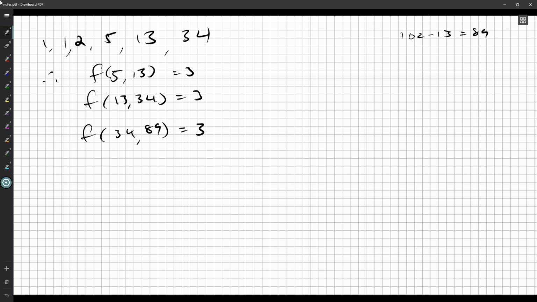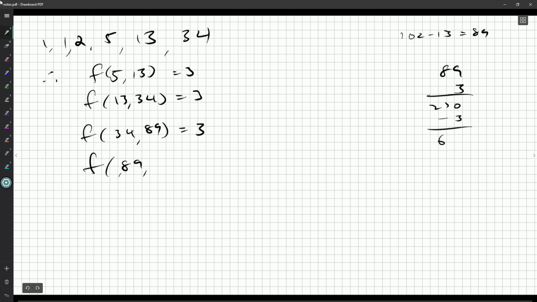Yeah, minus 7, minus, yeah, 3. Okay, 89. And then we just need one more, so 89. 89 times 3 should be 270 minus 3, so 267. And then minus 34, 233, which is another Fibonacci number.